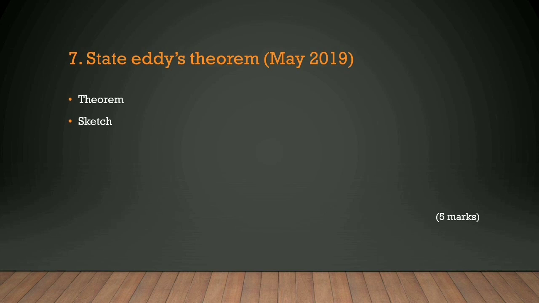Now the last question is to state Eddy's theorem. It was asked during May 2019 for 5 marks. In this you will have to state what Eddy's theorem is, as well as you will have to represent it with a neat sketch. Even if the same question is asked for more marks, you will have to write down the proof as well. Sometimes it may not be directly specified in the question to write down the proof, but you will have to understand it from the marks.